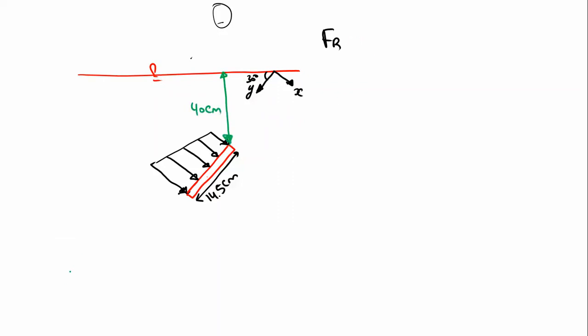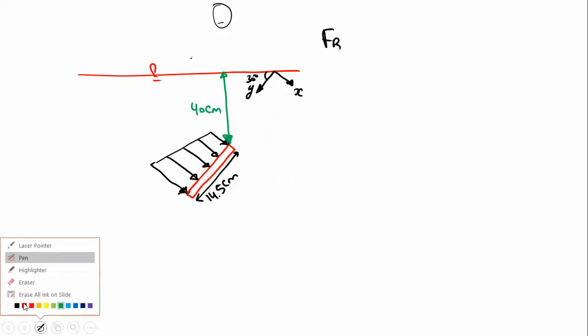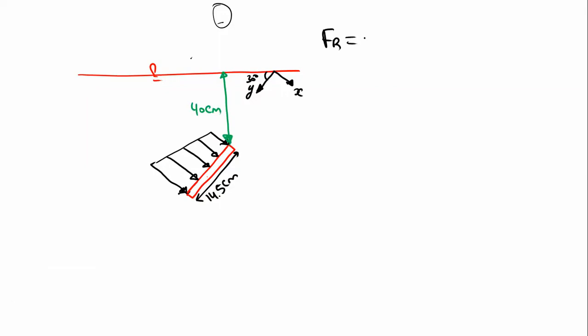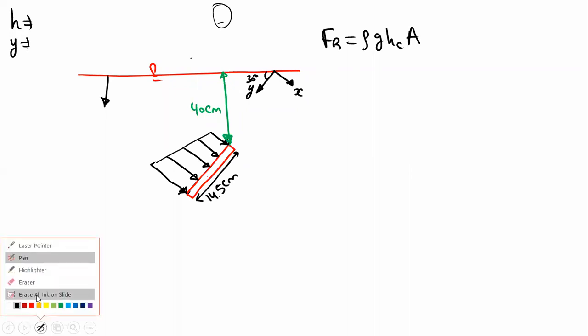Now I will find the resultant force. The resultant force due to pressure will be equal to rho g hc into the area. Now comes the main part of the question. You have the h coordinate, and you have the y distance. So let me add it here. So h and y. When we say h here, this one is h actually. So let me draw it one more time.